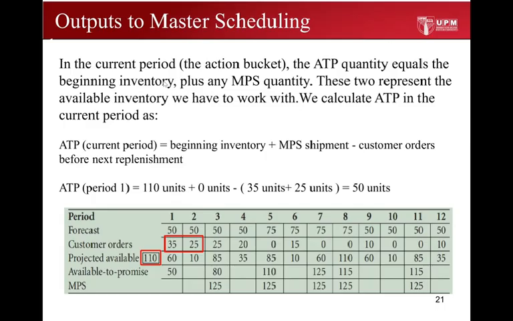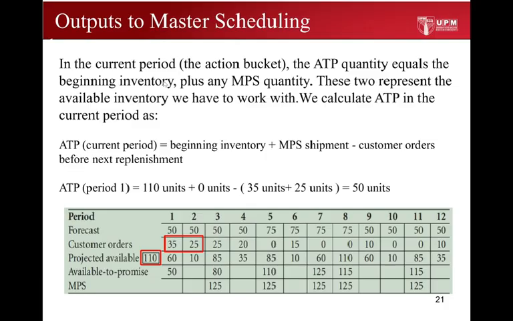We calculate the ATP quantity for the current period, and each time an MPS replenishment order is scheduled. In our example, that means we compute the ATP quantity in periods 1, 3, 5, 7, 8, and 11. We calculate the ATP quantity in the current period differently from how we calculate it in the future replenishment periods. So in period 1, this is 110 units plus 0, or 110 total units available. From this amount, we subtract the customer orders promised for delivery between now and the next replenishment order, so period 3 in our case.